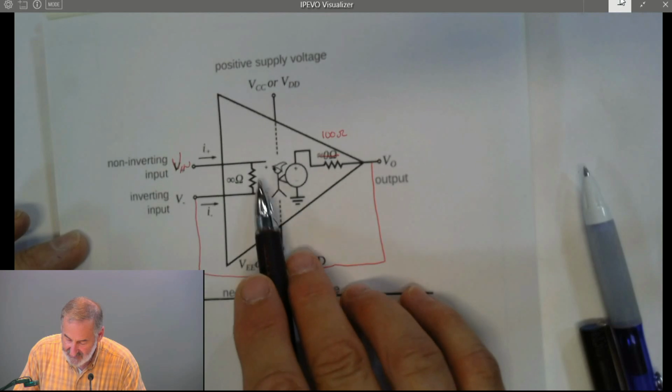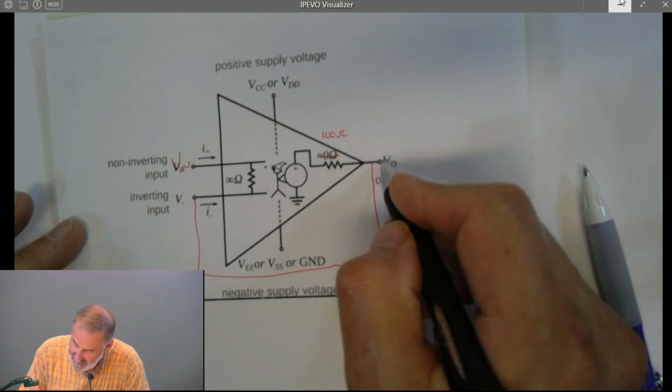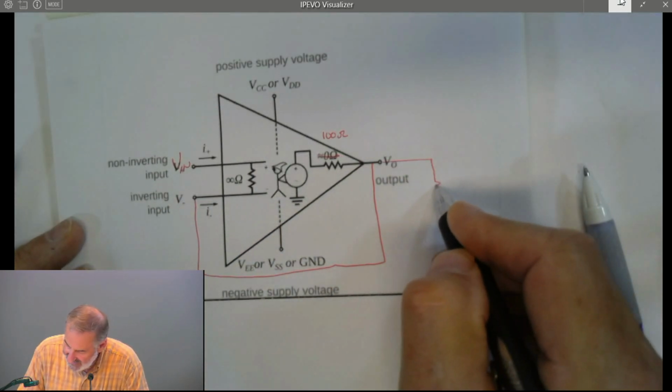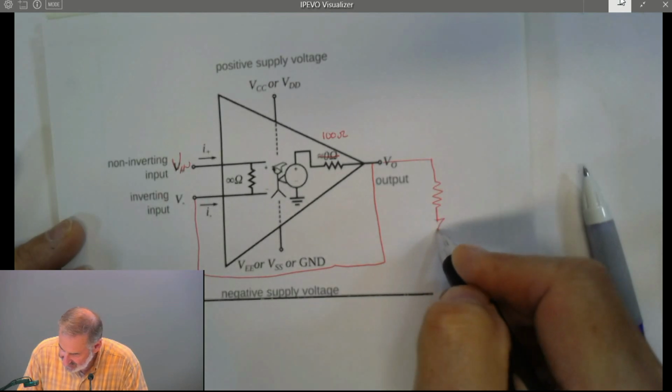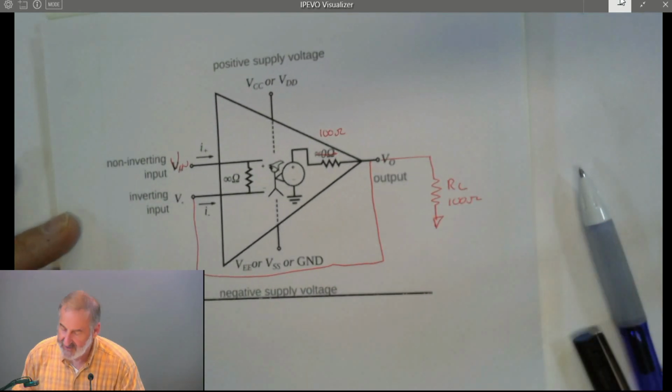So we looked at this and we saw that with a perfect op amp, the little gnome tried to keep these two voltages the same, and it did this by adjusting V out to be the same as V in. Now, suppose we add a resistor out here. Suppose I add an R load equal to 100 ohms. What do you think is going to happen?